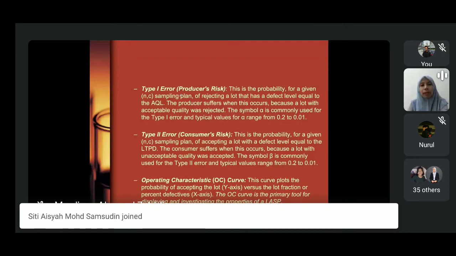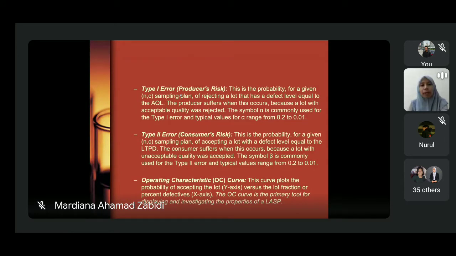Okay, when I made the wrong decision whereby this particular lot, okay, yang lot tadi yang I kata acceptable tadi, sepatutnya kena reject. Okay, tapi I accept because I wrongly collected the sample. Contoh I wrongly collected the sample. So this type 2 error is known as consumer's risk. Consumer's risk tu sebab apa?